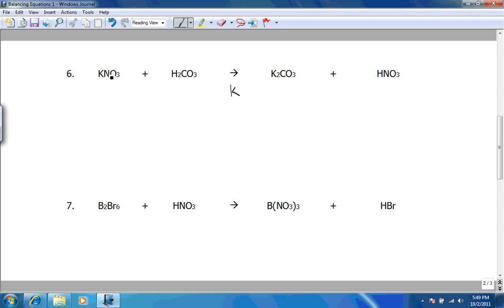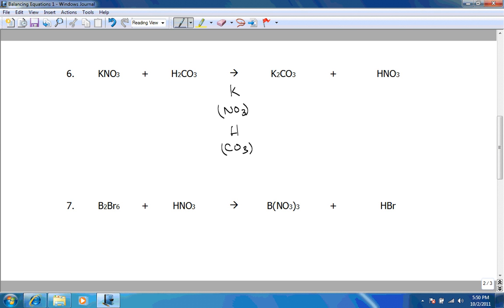Notice that NO3 is on this side. We have NO3 on this side as well. Because we have it on both sides, I'm going to keep them together. That's a polyatomic ion. Then we have hydrogen. And if you look at carbonate, CO3, same thing's happening here. So I'm going to keep CO3 together. That's going to make my life a lot easier. If I wanted to, I could split them up. However, it's going to be a lot easier and a lot faster if we don't.